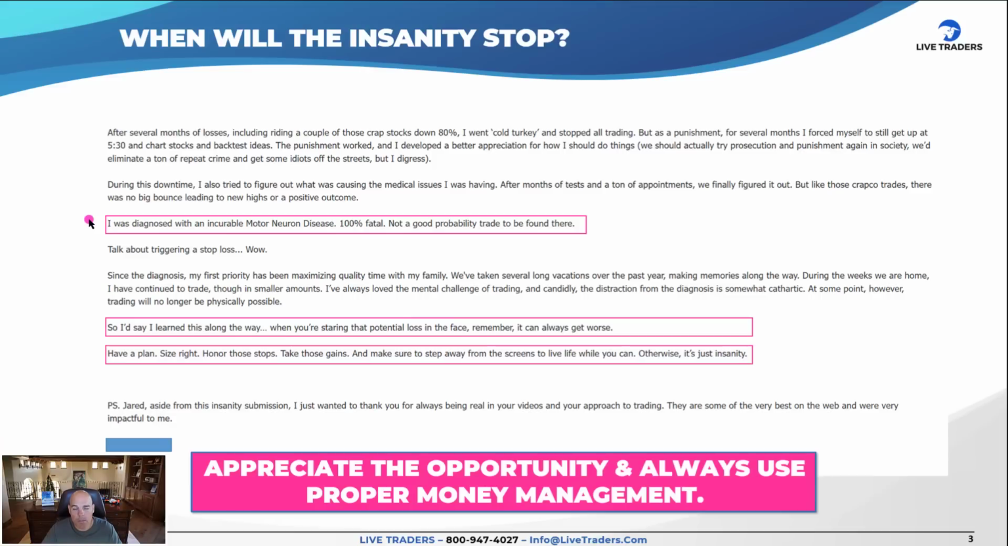So to sum all of this up, because you can read it all if you want, but we don't have time to read it all, I'd say I learned this along the way. When you're staring that potential loss in the face, it can always get worse. There's the two things they're referring to here. One, not taking your stop loss. It could get worse. And two, the ultimate stop loss.